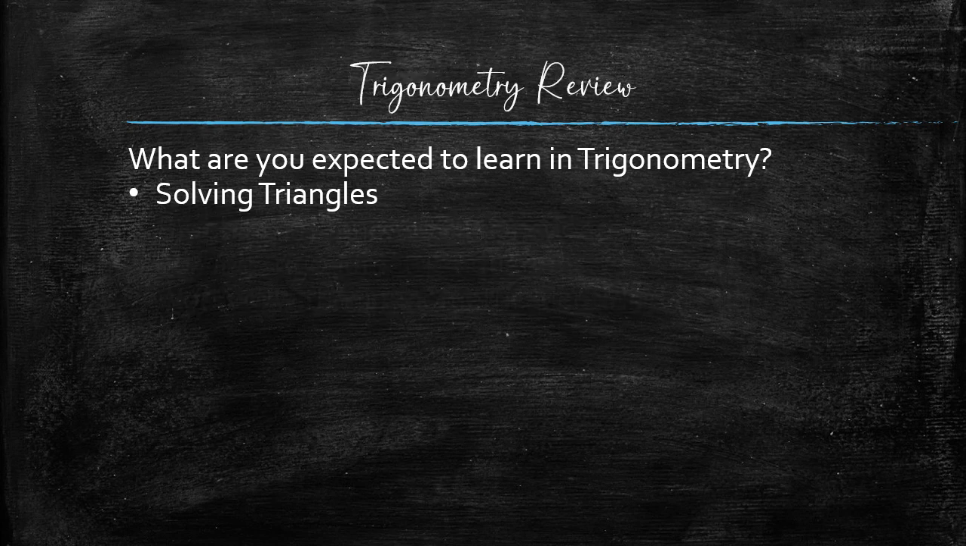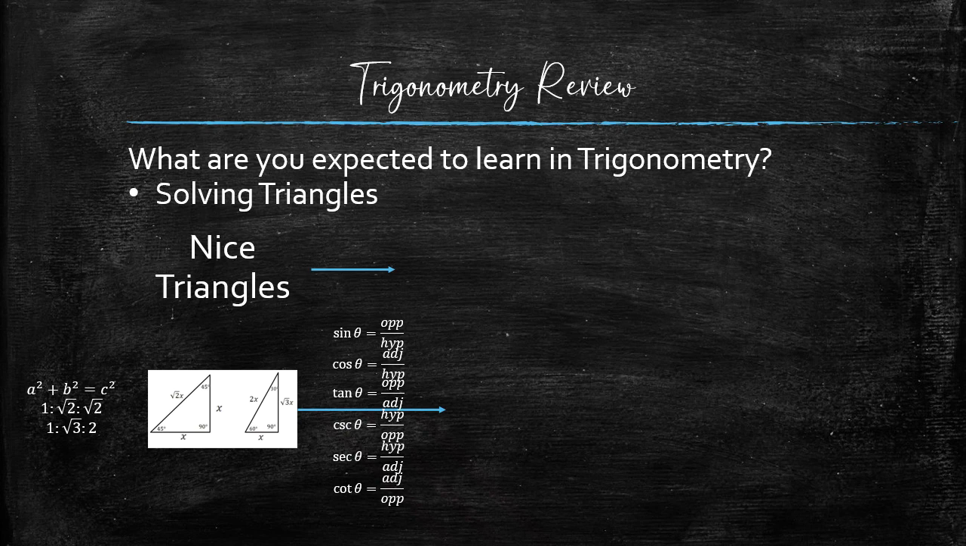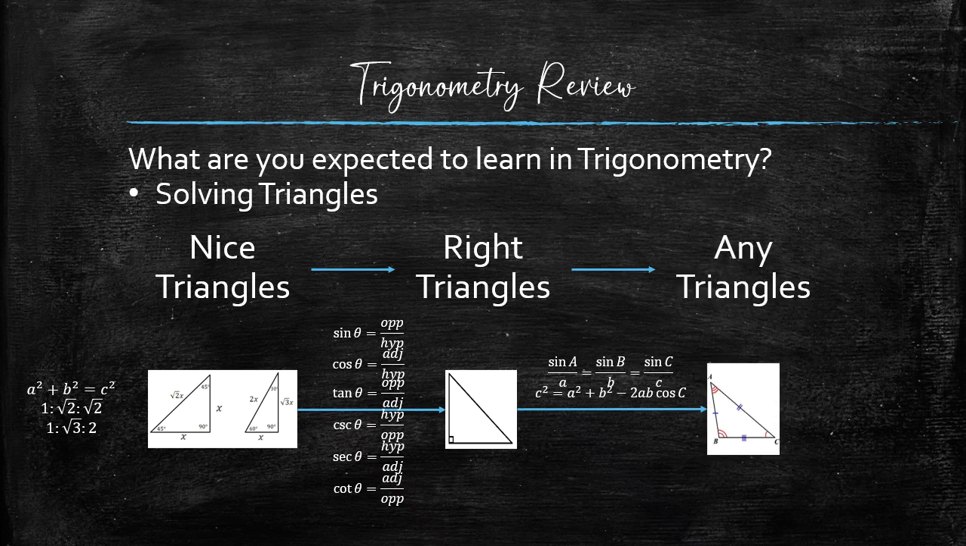When it comes to solving triangles, we didn't learn everything overnight. There are three stages of learning how to solve triangles. First, we learn how to use the Pythagorean theorem and well-known ratios between the sides to solve nice triangles. Next, we learn how to use the definitions of the six trigonometric ratios to solve right triangles. And finally, we learn how to use the laws of sine and cosine to solve any triangles.